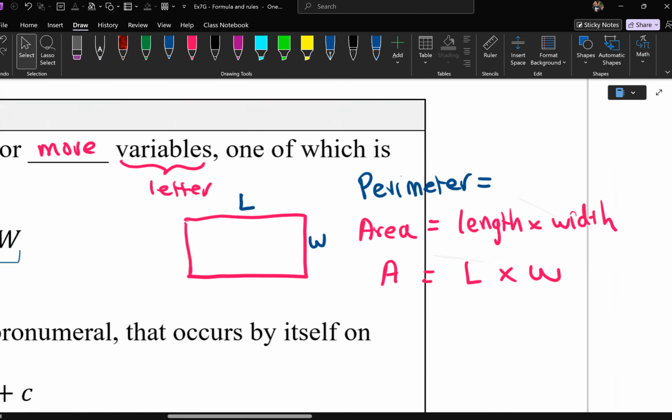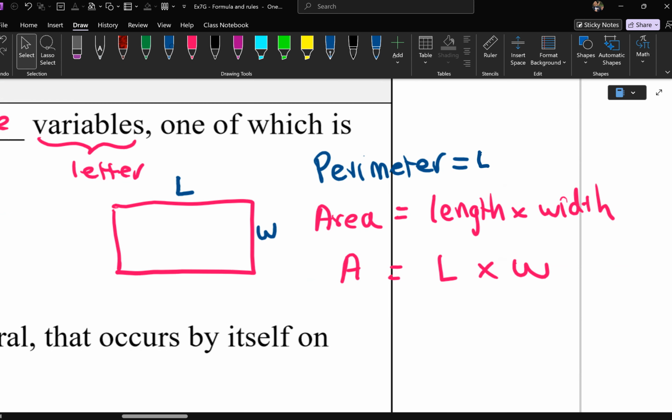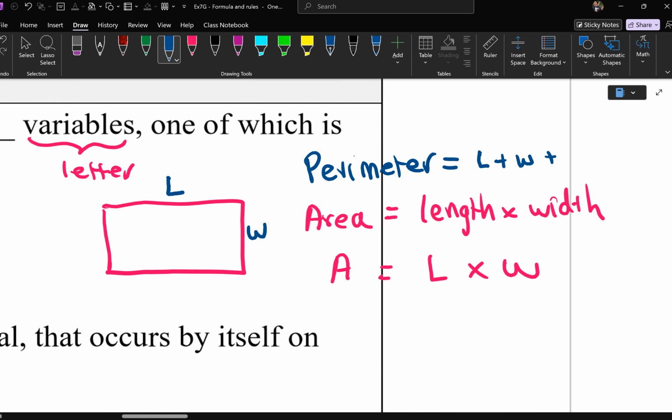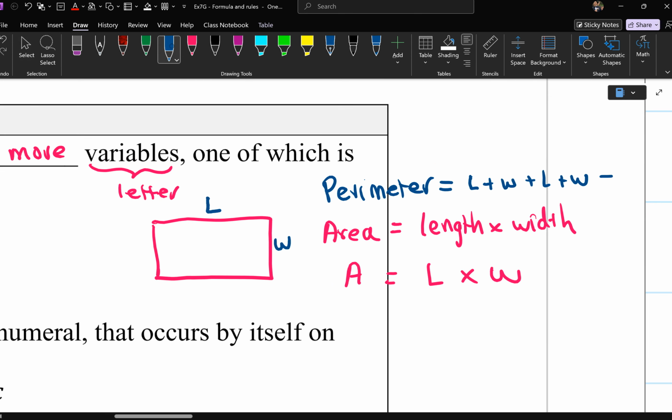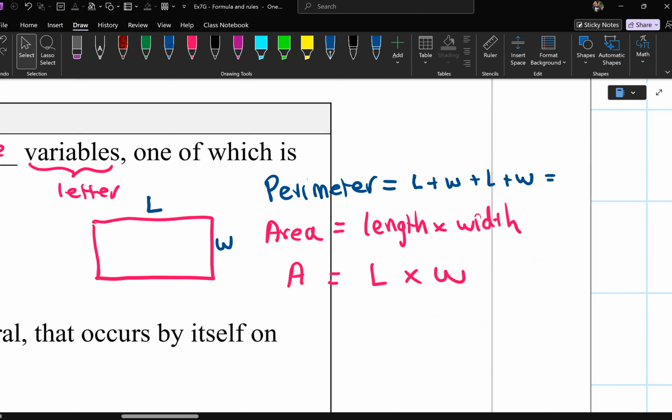So let's write it down. Here we go. Length plus W plus length plus W, and Jacob said times 2. Well, he's right, because I've got 2 groups of L's and I've got 2 groups of W's. That is why we can simplify this from chapter 5. We can say it is 2L plus 2W.